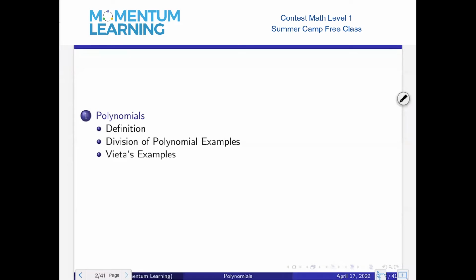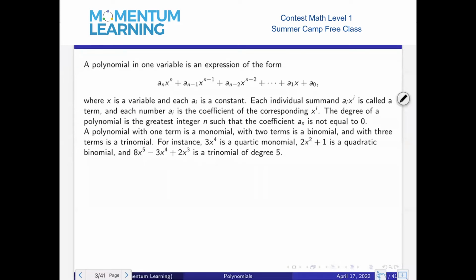But first, let's start with the definition. We have a polynomial in one variable. It's going to be in the form of a sub n times x to the n, plus a sub n minus 1 times x to the n minus 1, plus and so on, all the way to a sub 0.